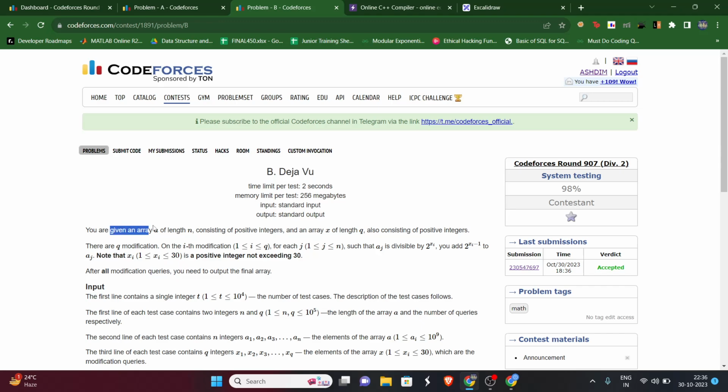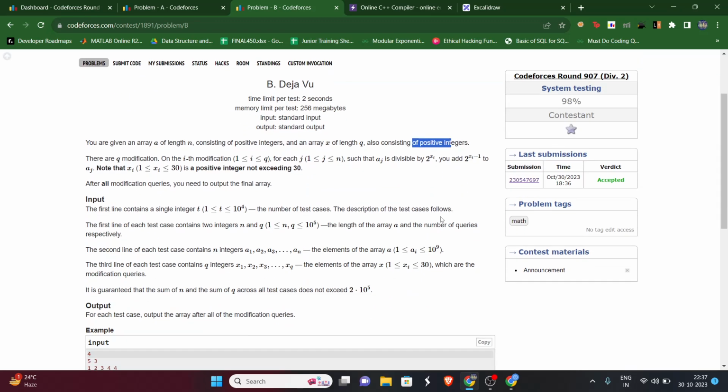So the question says that we'll be given two arrays, array A of length n and array X of length q. Both will consist of positive integers. And note that positive integer doesn't mean it will include 0.